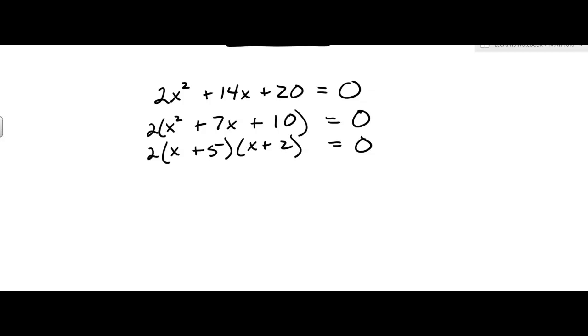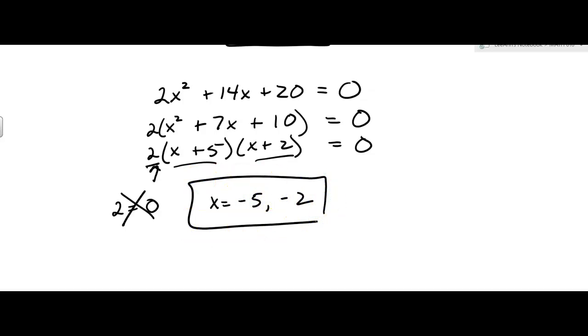So notice we have 3 factors: 2, x plus 5, and x plus 2. That's true, we do have 3 factors. But 2 is 2. It's never going to be 0. I mean, you can write 2 equals 0, but that doesn't work. I don't get a solution from that. So I only get solutions x equals negative 5 or negative 2. I'm only going to get 2 solutions here, even though there was a GCF.